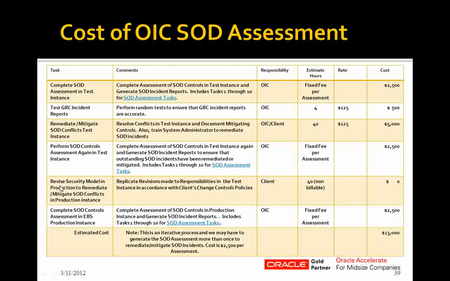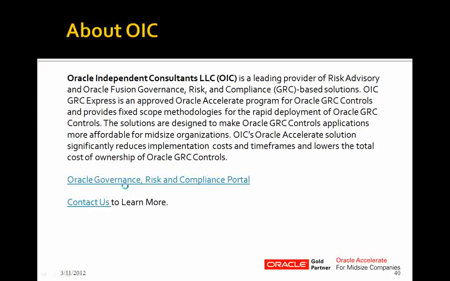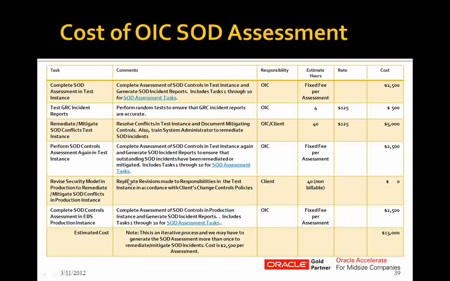The next thing you're going to do is you, the client, that's the reason why I have non-billable here, unless you want us to help you, need to go into your production instance and replicate the changes we made in test in your production instance, okay? And again, we can help you with that. You could use us on an as-needed basis, all right?